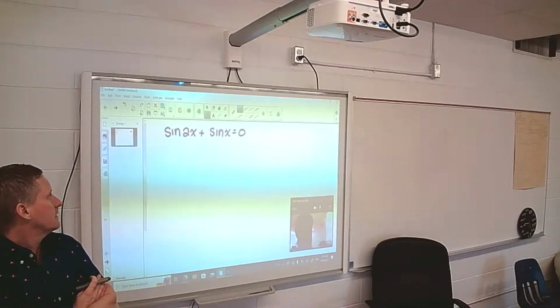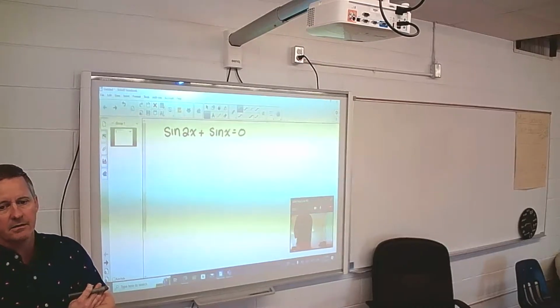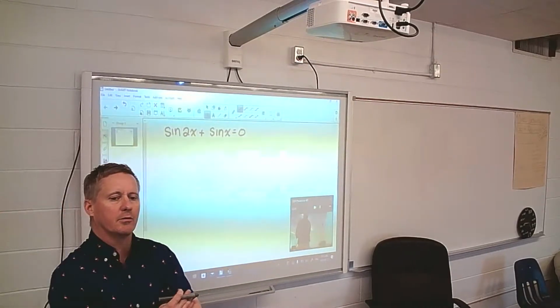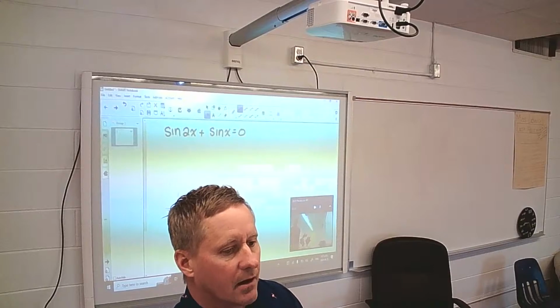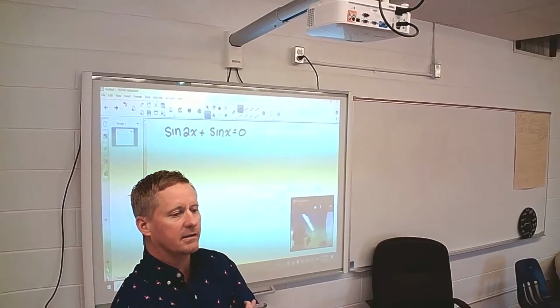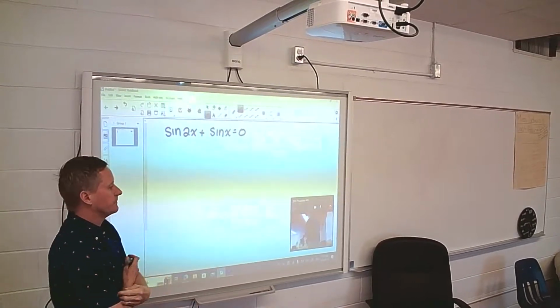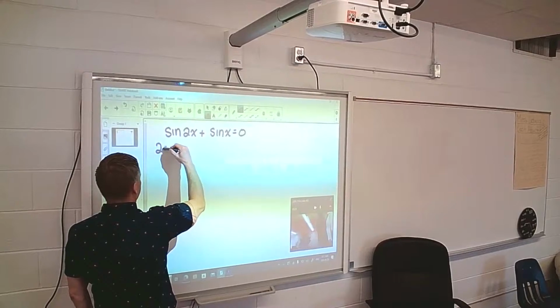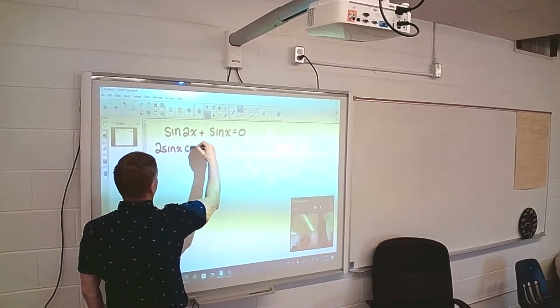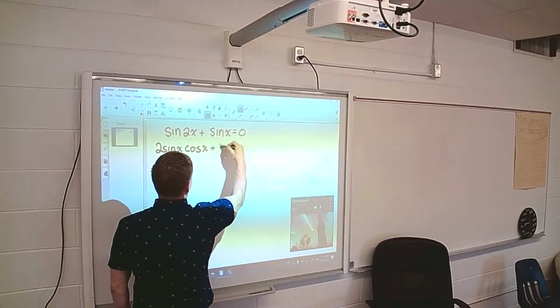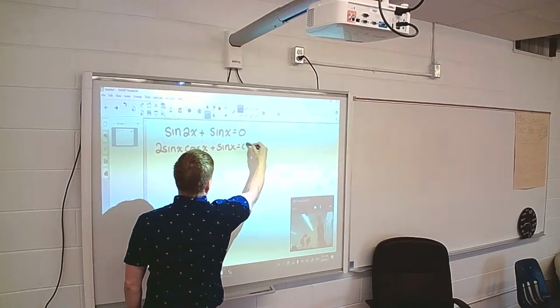Now I have a double angle to single angle identity. I can't solve a double with a single, so I'm going to need to change that double to a single. So what is the identity for sine 2x? 2 sine x cos x. That's right. So I have 2 sine x cos x plus sine x is equal to 0.